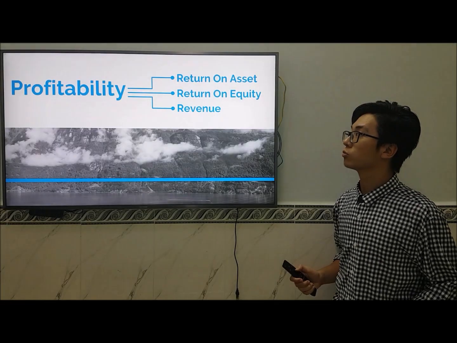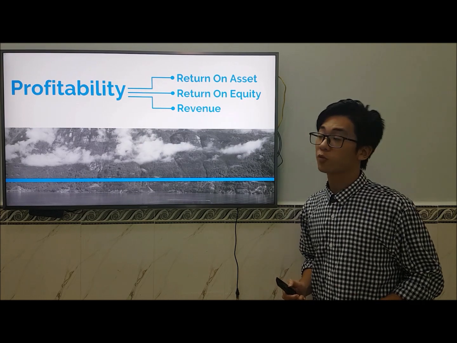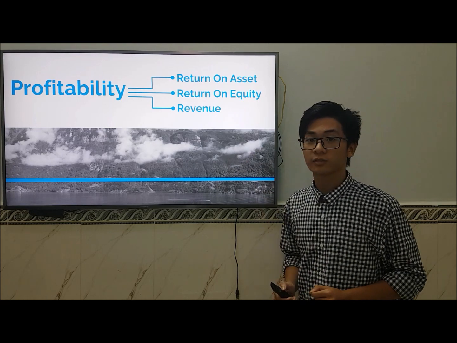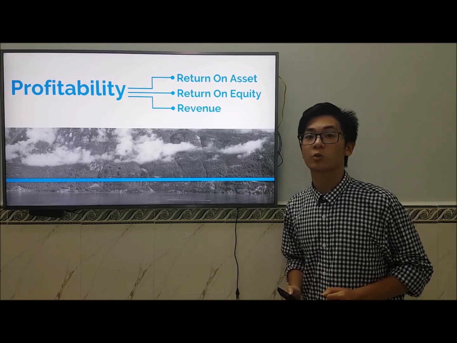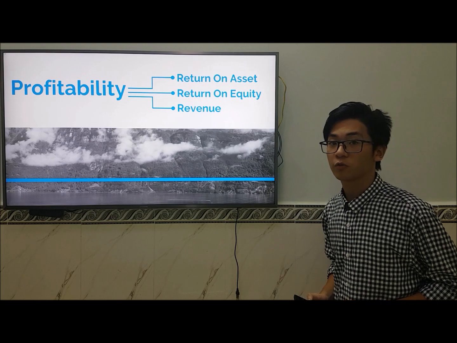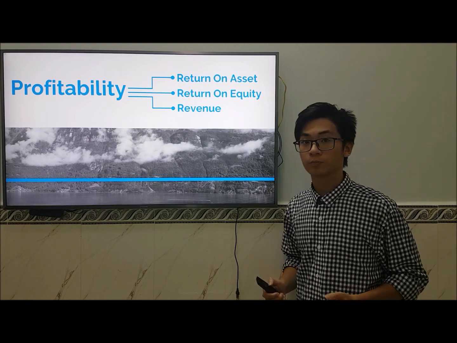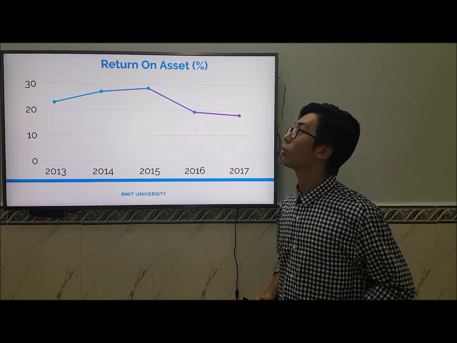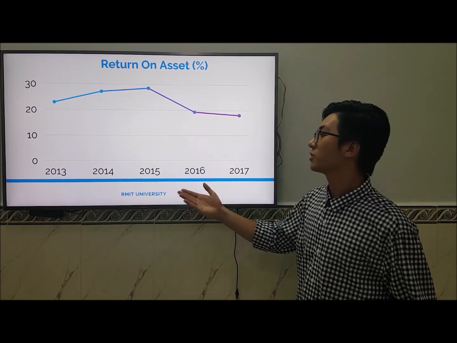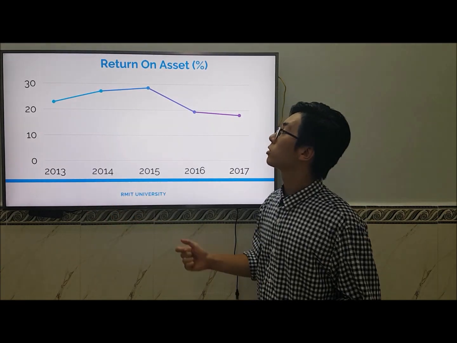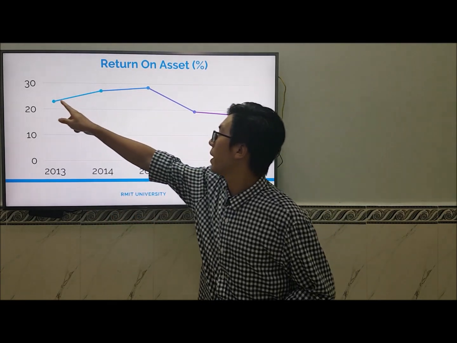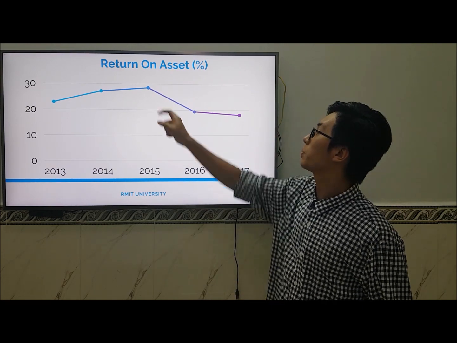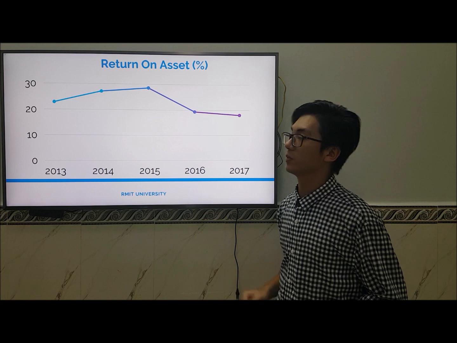Moving on to profitability. Now, profitability will be analyzed with two ratios: the return on assets and the return on owner's equity. One other financial information is the revenue. First of all, we have the return on assets. As you can see here, in 2013, the return on assets is just about 22%, and it has been increasing to just below 30% in 2015.